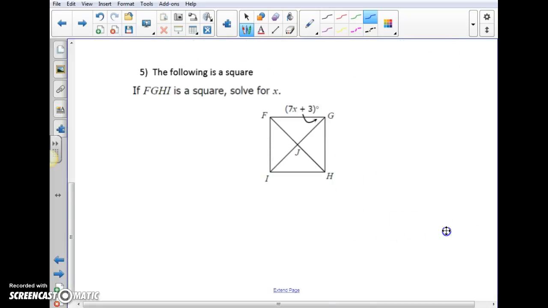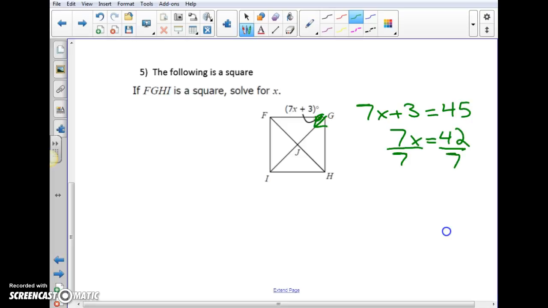Number 5, I'm looking at the fact this thing is a square, and I'm trying to solve for x. Well, again, guys, diagonals cut this 90 degrees in half. So if I'm looking for that, I know that 7x plus 3 is equal to 45. Doing the algebra, I get 7x equals 42, subtract 3. Divide both sides by 7 here, I get that x is 6.